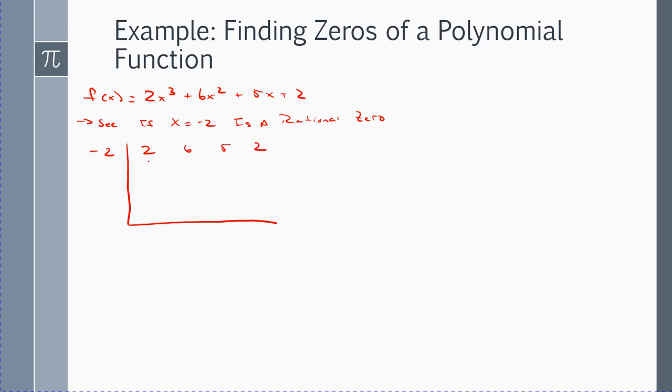So bring down the 2. -2 times 2 gets me -4. 6 plus -4 gets me 2. -2 times 2 gets me -4. 5 plus -4 gets me 1. And -2 times 1 gets me -2. Boom. Remainder is 0. Okay, so we see thus x is equal to -2 is a rational 0.